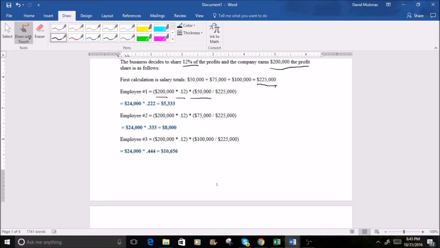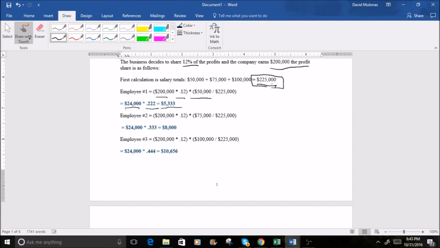to be $24,000. Now you have to do the second half of the figure where you take that amount and multiply it by the employee's salary divided by this cumulative total up here of all the employees' salaries. If you divide that number, you get 0.222. So when you multiply them together, employee number 1 would get $5,333.